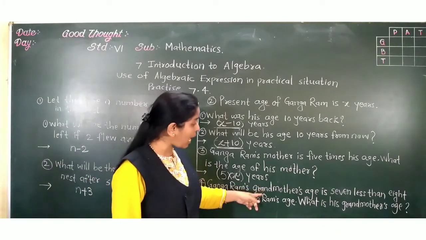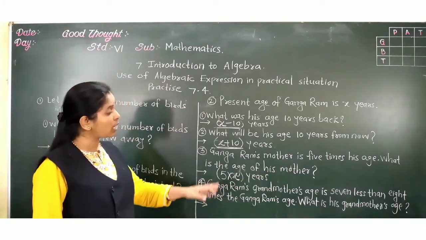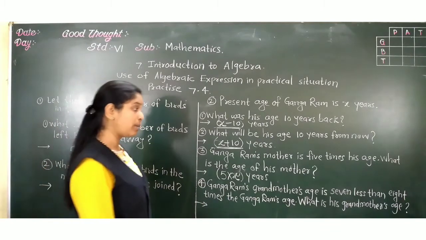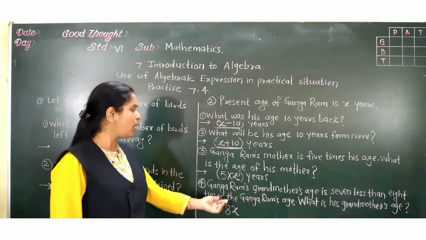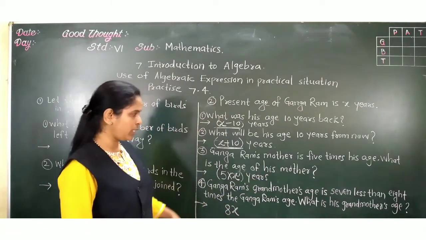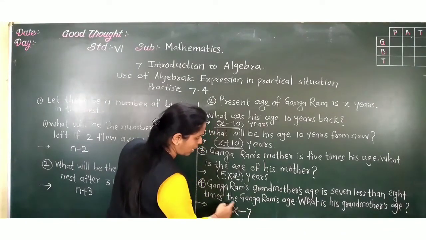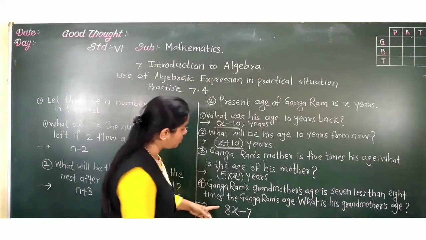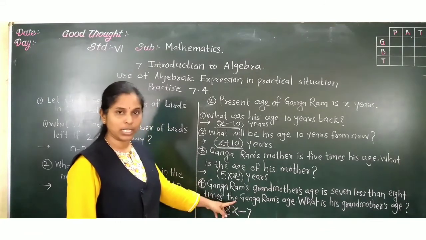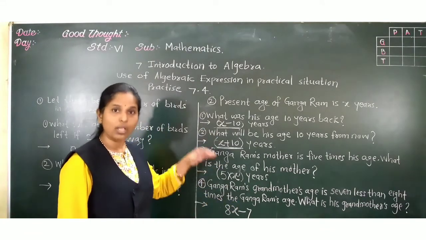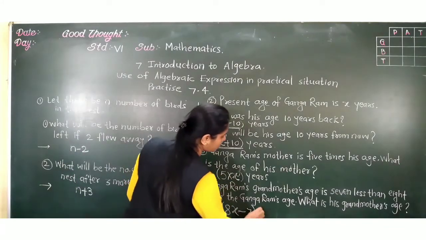Now, fourth one. Gangaram's grandmother's age is 7 less than 8 times Gangaram's age. 8 times Gangaram's age means 8x. What is his grandmother's age? 7 less than 8 times Gangaram's age. 7 less means we have to subtract 7 from 8 times Gangaram's age. That is 8x minus 7 years.